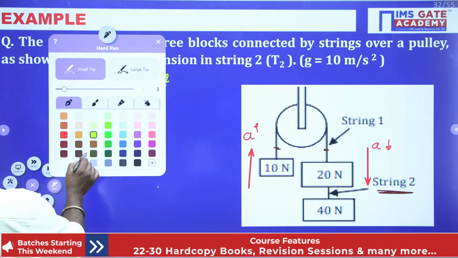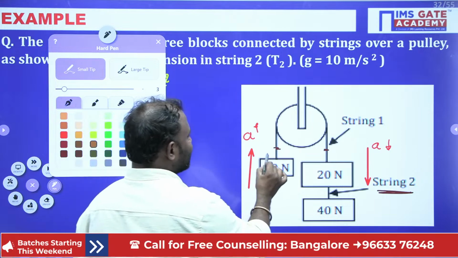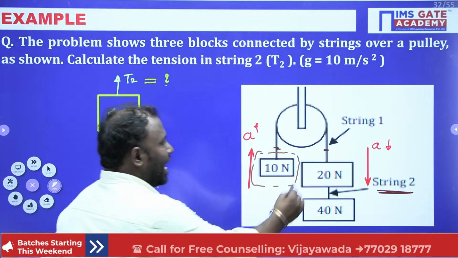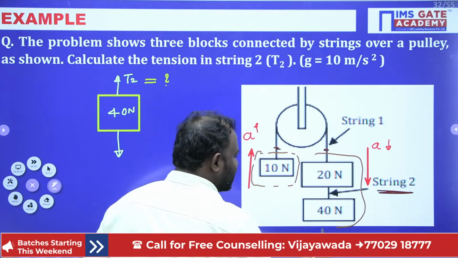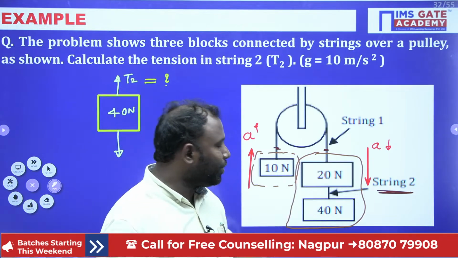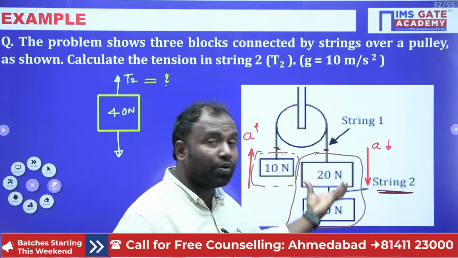So I will do, right? I'll consider this as one body. I'll write one equation in T1, right? I'll consider this total body as one, that means 20 newtons plus 40 newtons, I'll consider it as one body.